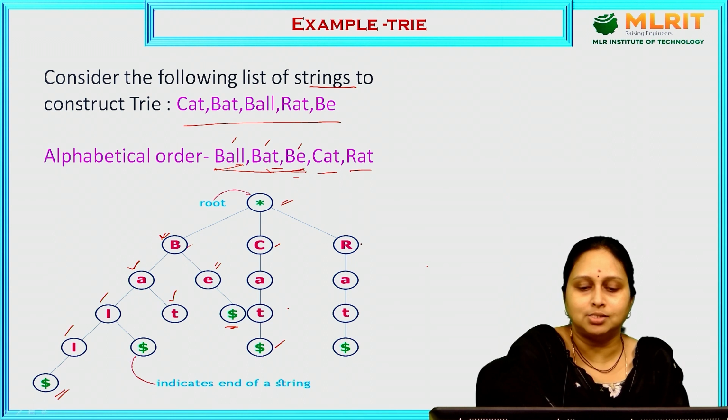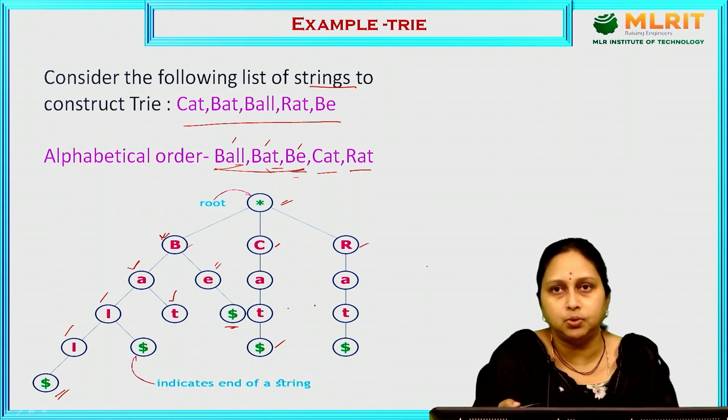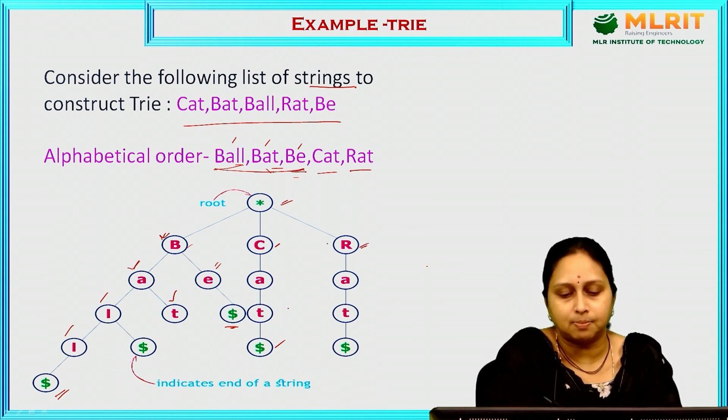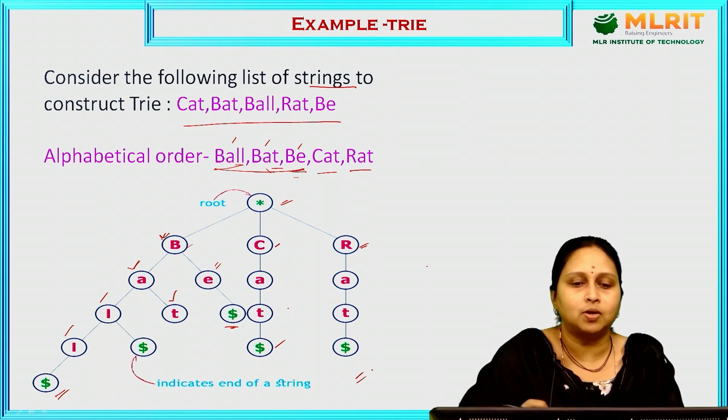And the next one is rat. Again, it is going to start with a new character. That's why we are going to represent it separately. Like this way, we are going to construct a trie.